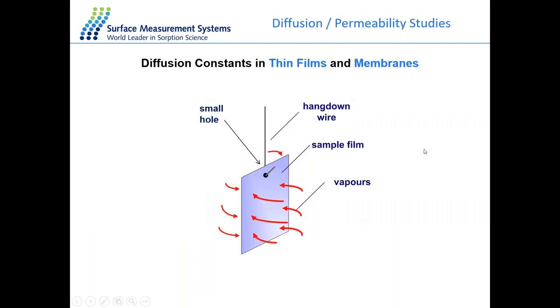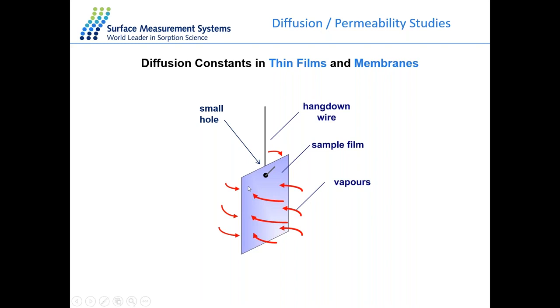But today I'd just like to focus on the diffusion and the permeability measurement with the thin film sample. So to measure the diffusion constant of a thin film sample, we basically have two different ways of performing the experiment. We can either put the whole piece of film directly on our sample pan, or we can make a hole in the middle of this film and put it directly on the Hangdown wire, like this one.